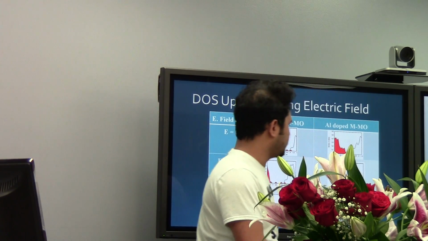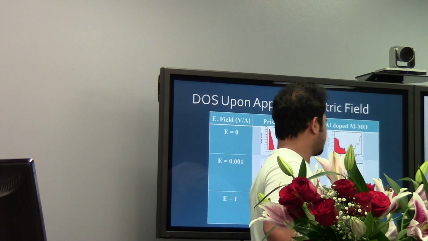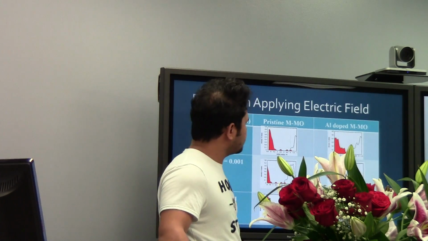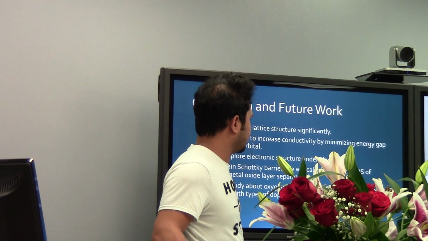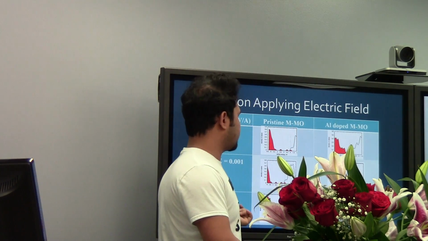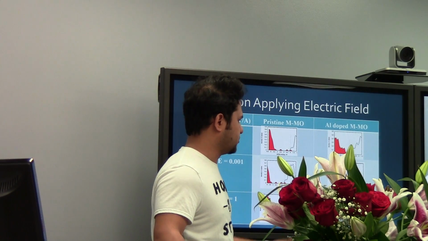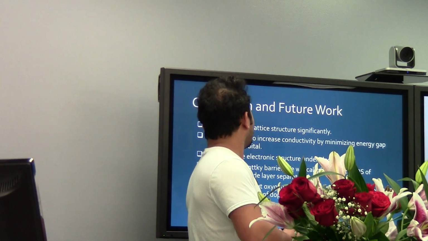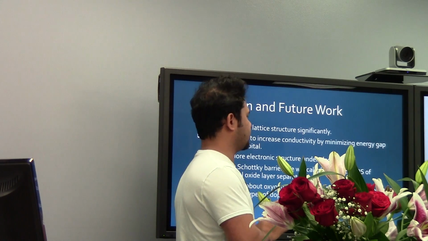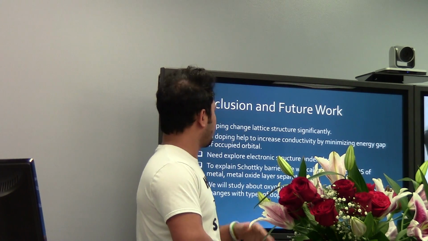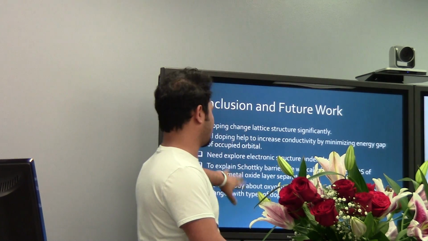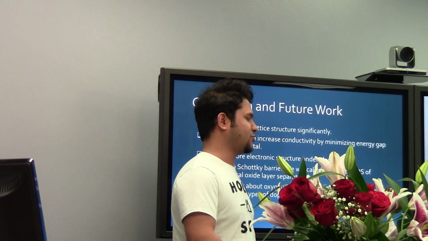the occupation of the unoccupied orbitals with electrons. The excited electron is much more than compared to this one. So from this DOS calculation, I can say that because of doping, under the electric field, the change in occupation number is huge. So doping can change things significantly, but the most important result is that doping increases the conductivity by minimizing the energy gap and increasing the occupation number in the higher states. But I didn't do much work, so there is some future work to develop.